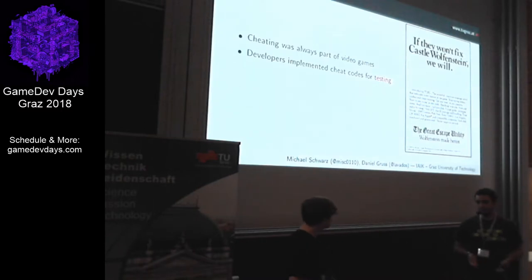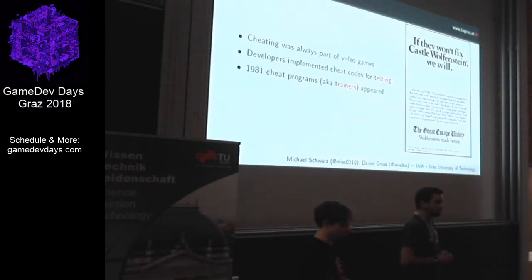Developers are lazy, and you've learned you have to test a lot. So they implemented cheat codes to ease their testing, because they can just jump to a certain point in the game, or give them certain advantages to make the mission easier for them. And then we had cheat programs, trainers. They appeared in 1981, and there on the right is a nice advertisement from 1983.